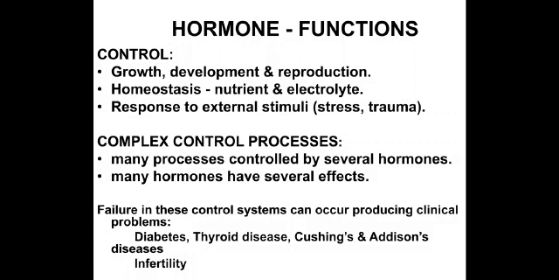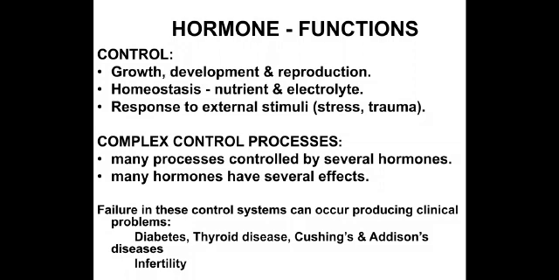So how do they control? These hormones control growth, development and reproduction. They maintain homeostasis by nutrient and electrolyte balance. They respond to external stimuli, mainly stress and trauma. It's a complex control process. Many processes are controlled by several hormones, and many hormones have several effects. Failure in these control systems can occur, producing clinical problems.